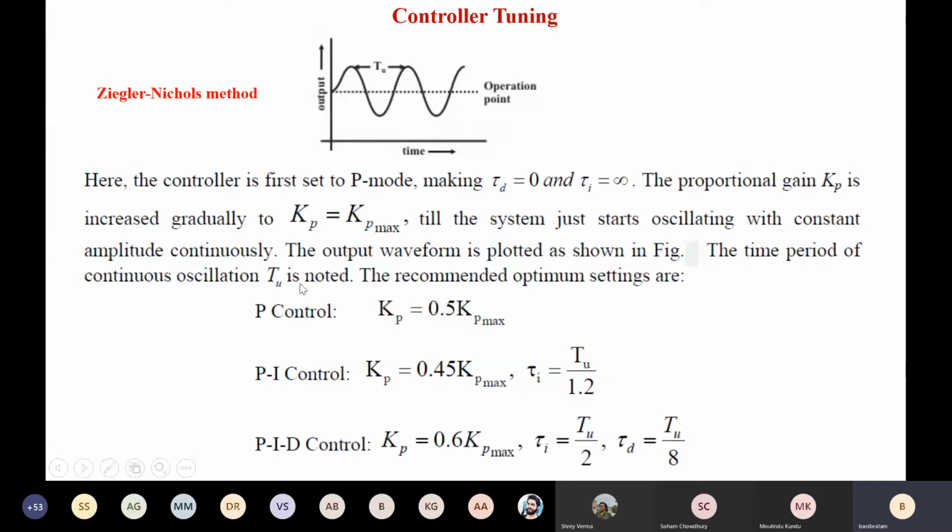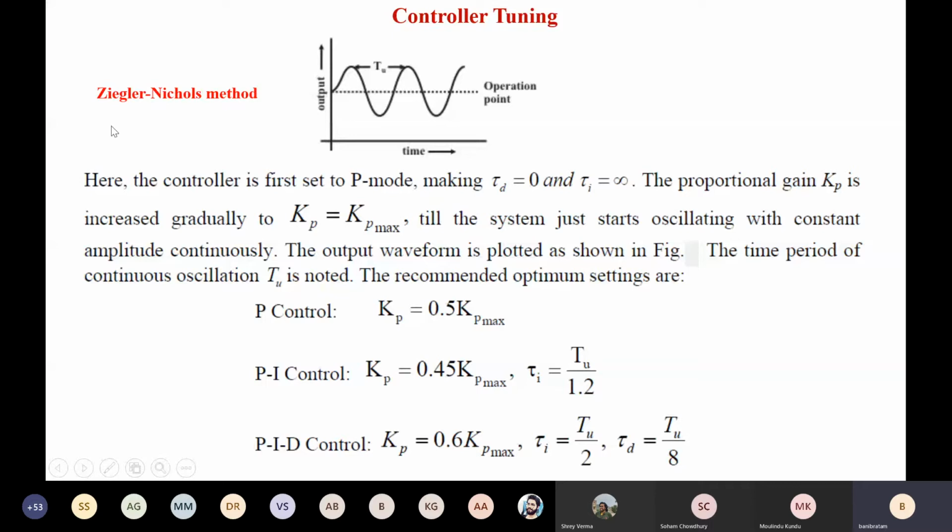Then what do we do? We note down this Kp max and Tu. If we use only P control, then we choose Kp as 0.5 Kp max. If we use PI control, then Kp is chosen as 0.45 times Kp max, and tau I is chosen as Tu by 1.2. And if I use PID, then Kp is chosen as 0.6 Kp max, tau I is chosen as Tu by 2, and tau d is chosen as Tu by 8.